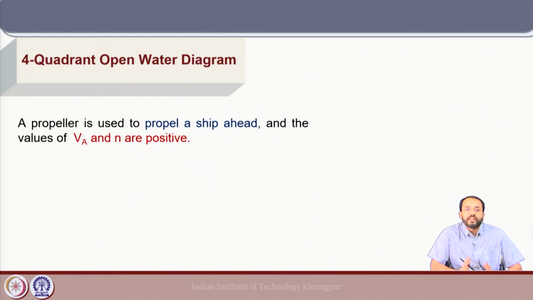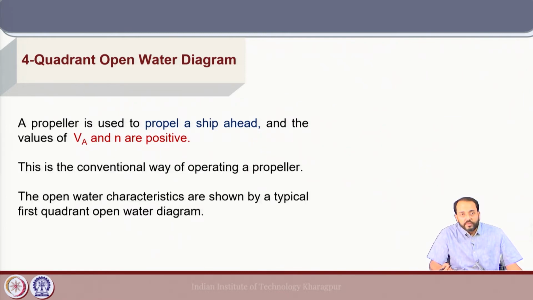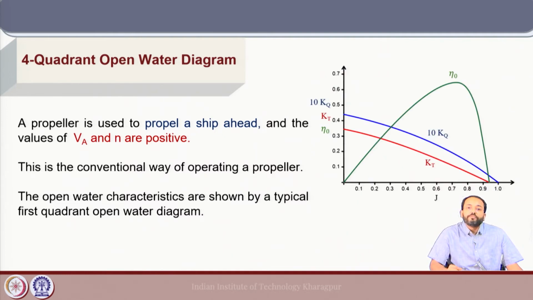So, for the simple condition where we plot the open water diagram, as we have seen, Va and N are both positive. That means the propeller is advancing at a particular velocity and is rotating so as to produce forward thrust. So, this is the conventional diagram, and the first quadrant, where both Va and N are positive, is the standard open water diagram that we have seen.